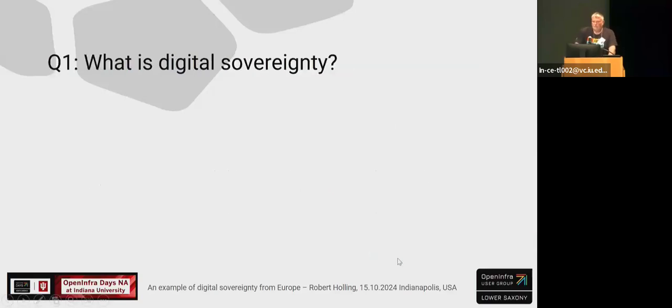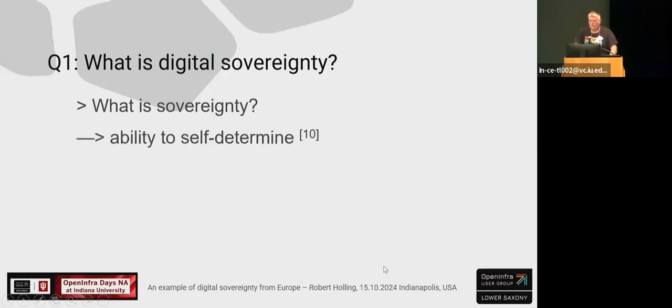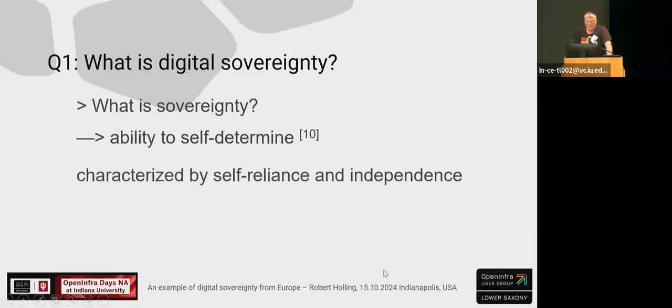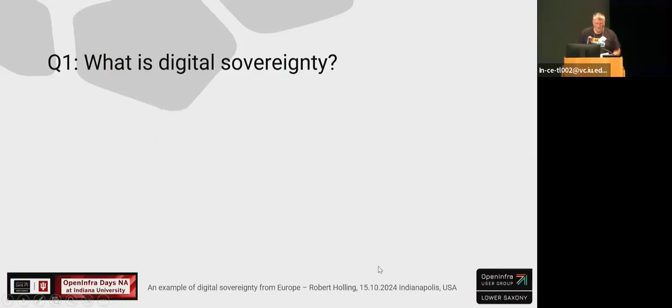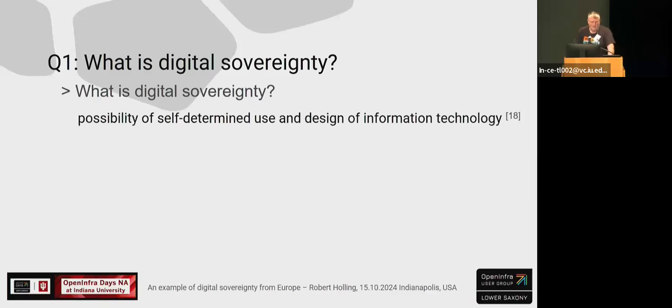So what is digital sovereignty? It comes to the question, what is sovereignty at all? Sovereignty is a term that comes more from constitutional law. And more generally speaking, it means the ability to self-determine your actions, and it's characterized by self-reliance, autonomy, and independence. So what is digital sovereignty? The transfer of the concept of sovereignty to the digital world means the possibility of self-determined use and design of IT.